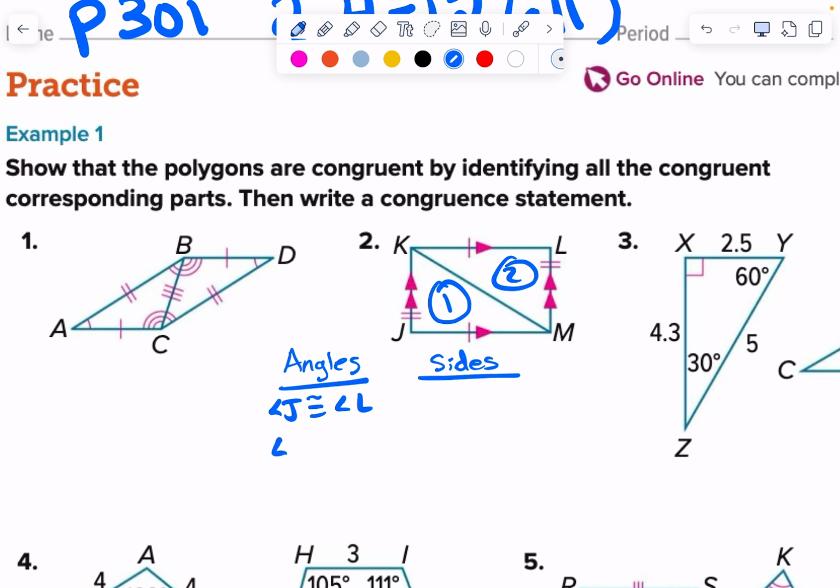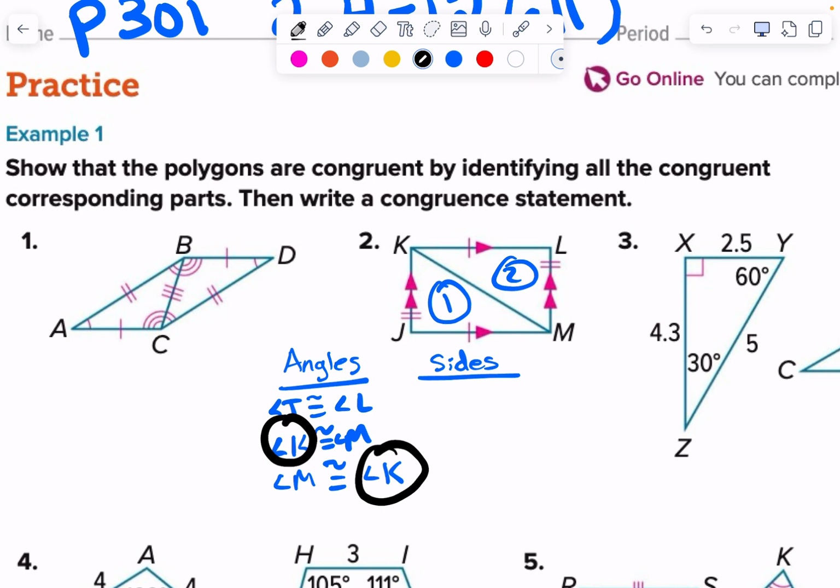Okay, the next one. Angle what? K? Which one does angle K go with? M. Do you see that? It's like rotated, right? So this guy is rotated around. And then the last angle of the first triangle is angle M, and angle M goes with angle K. Now, this is confusing. This angle K is not the same as that angle K, true? This is a different angle K. This angle K is talking about this angle K. Got it?